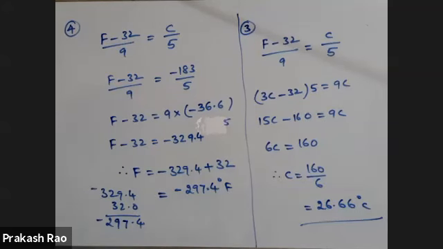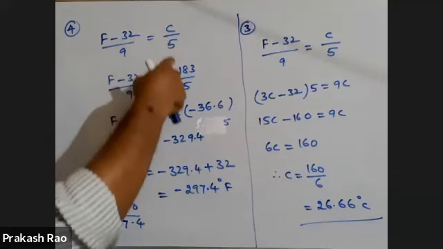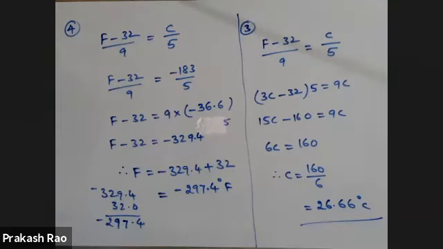Sir, can you please repeat this? What do I have to repeat, madam? All of question number 4. What did they say in question number 4? The temperature on the Celsius scale is given as minus 183 degrees centigrade.